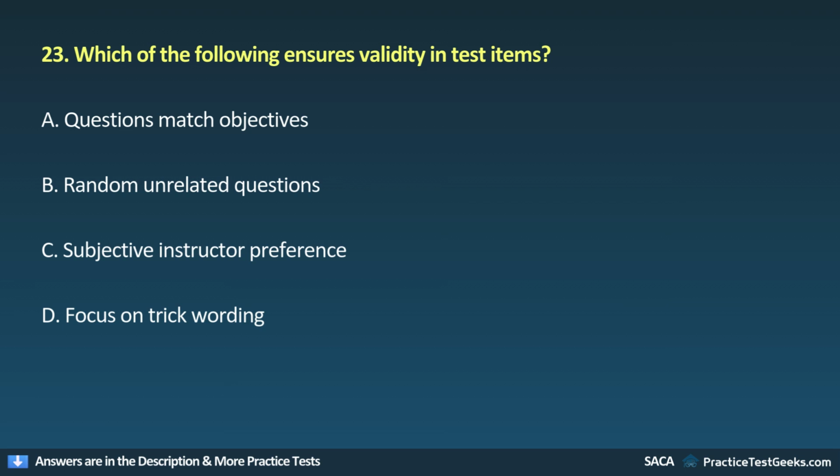23. Which of the following ensures validity in test items? A. Questions match objectives. B. Random, unrelated questions. C. Subjective instructor preference. D. Focus on trick wording.